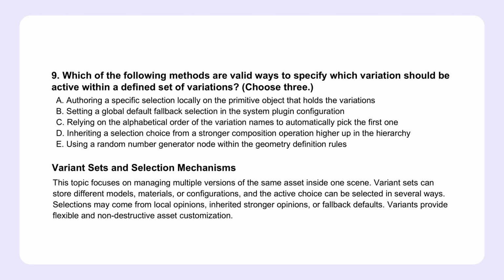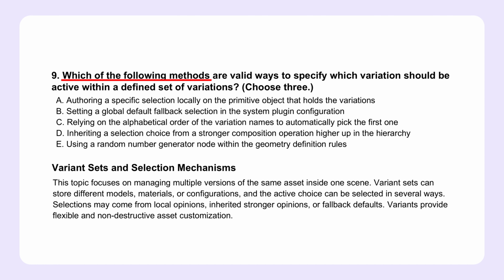Variations. Right. Let's look at question 9. Variant selections. Which of the following methods are valid ways to specify which variation should be active within a defined set of variations? Choose 3. Okay, 3 valid methods here. Option A is authoring a specific selection locally on the primitive object that holds the variations. Option B, setting a global default fallback selection in the system plugin configuration.